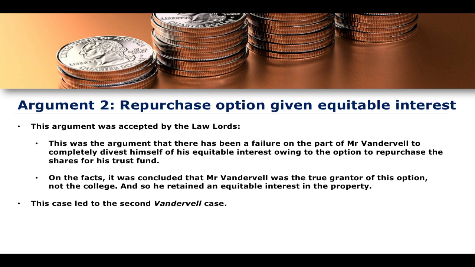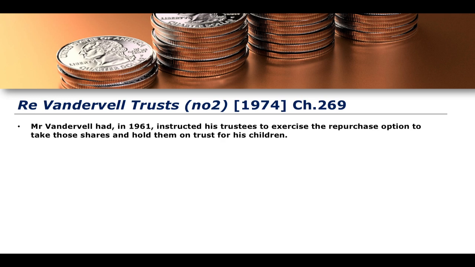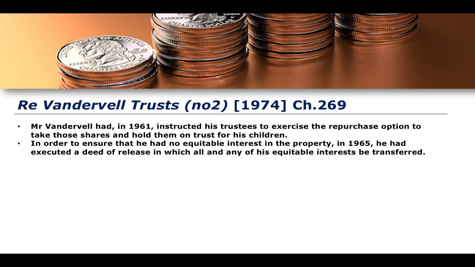So this then gives us the second case, the second Vandervell case. So he fails in the first Vandervell case, at least in terms of argument 2. The second Vandervell case was Re Vandervell Trusts, number 2, from 1974, so a few years later. Mr. Vandervell had, in 1961, instructed his trustees to exercise the repurchase option to take those shares and hold them on trust for his children. So that repurchase option that existed was utilized in 1961, a few years after the 1958 creation, or at least the 1958 dividends that had been established.